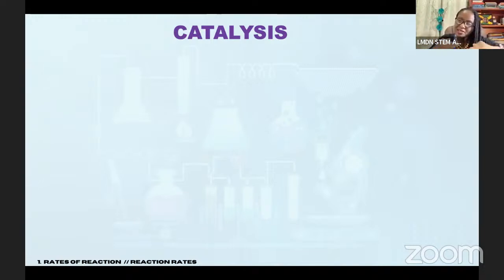It lowers the barrier to entry by giving the system or the reactants a different pathway to travel that has a smaller amount of energy for it to overcome so that the reaction can proceed. So I'll just draw that one here. So this is our reaction pathway on the x-axis like we did before. So we have our reaction pathway.